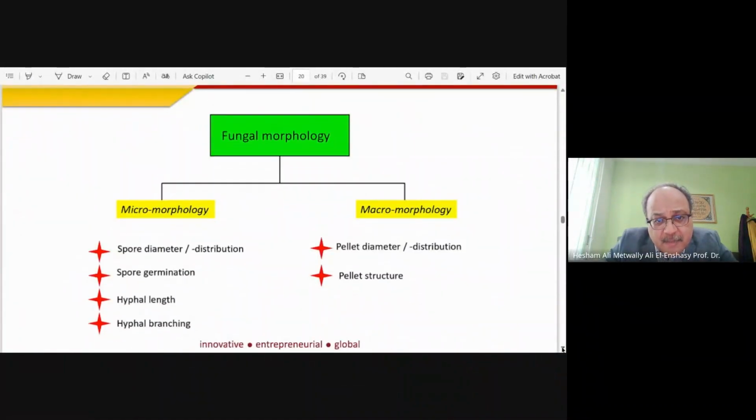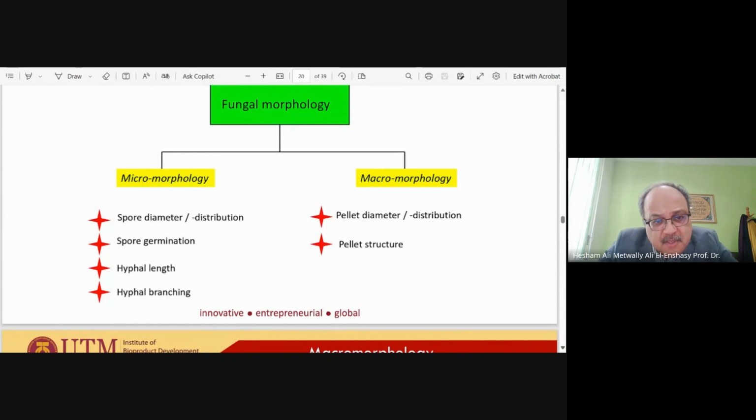We go more in depth about fungal morphology in this process. We study the micromorphology and macromorphology. The micromorphology covers spore diameter distribution, spore germination, hyphal length, and hyphal branching. And for macromorphology, we go through the biopellet distributions, biopellet diameters, and pellet structure.